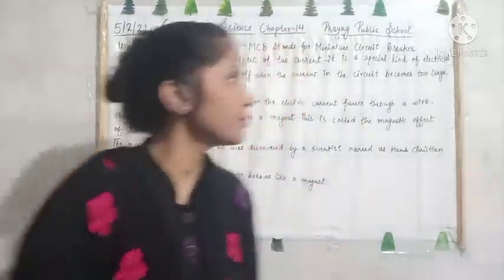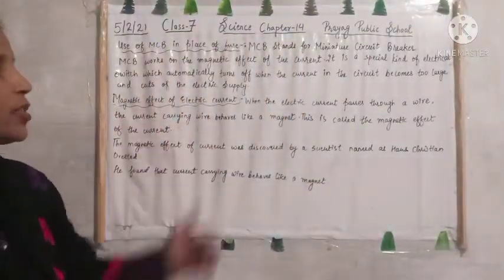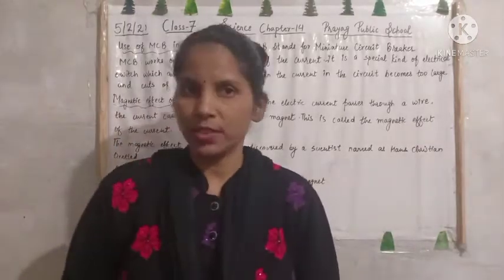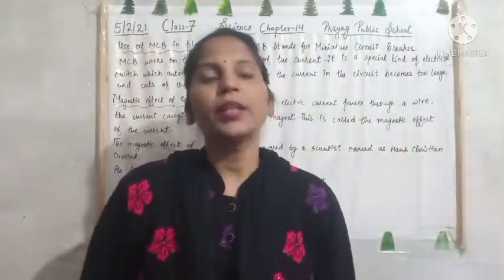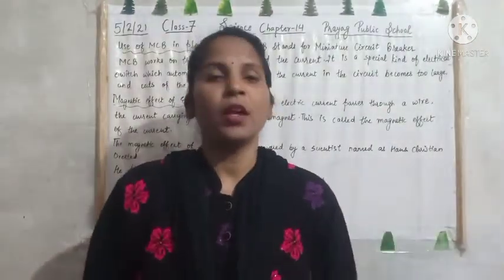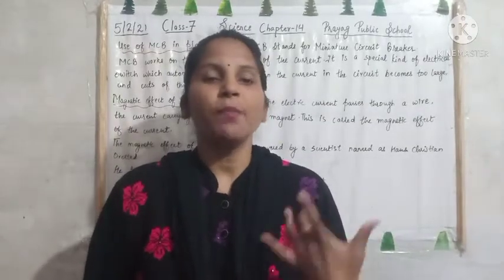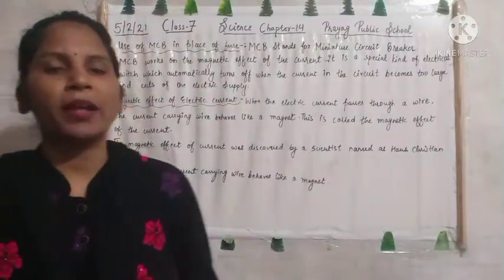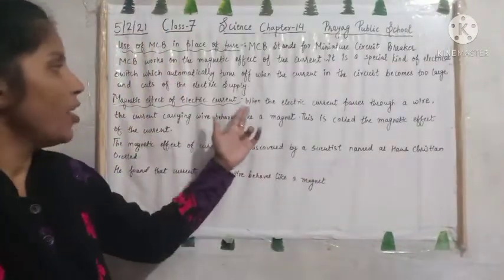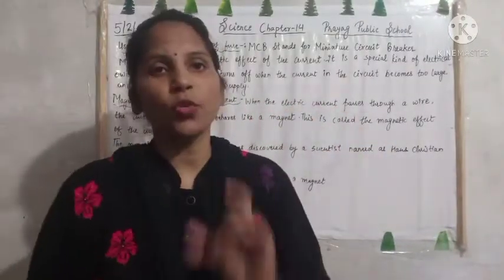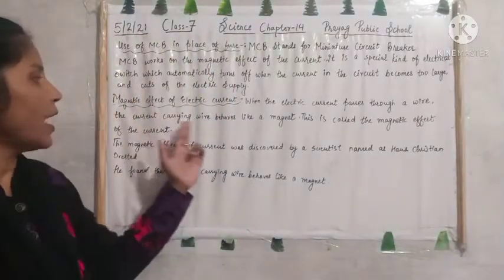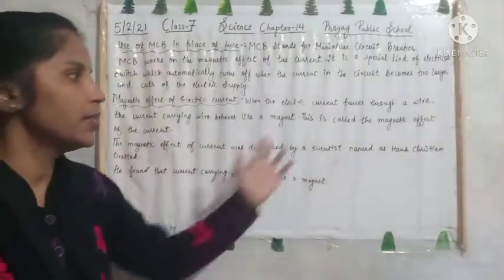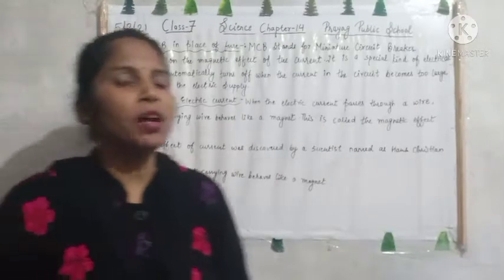Now, magnetic effect of the electric current. We have studied there are three effects of the current. Heating effect we have completed. Now the second one is the magnetic effect of the current. What happens in the magnetic effect of the current? When the electric current passes through a wire, the current carrying wire behaves like a magnet. This is called the magnetic effect of the current.